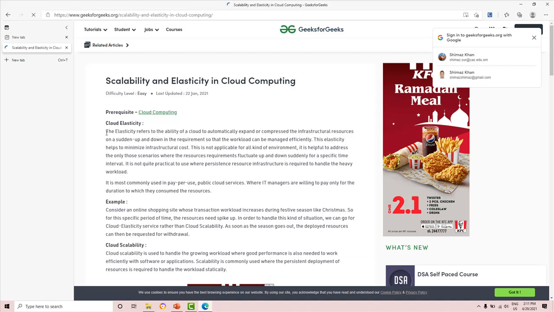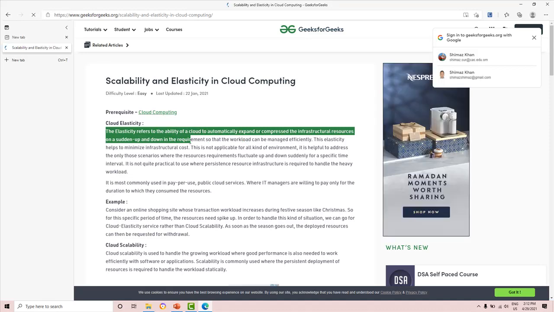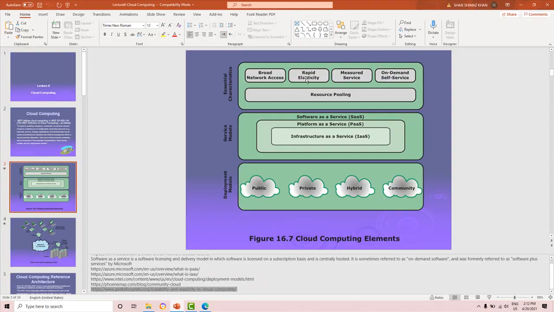So cloud elasticity refers to the ability of a cloud to automatically expand or compress the infrastructural resources on a sudden up and down in the requirement so that the workload can be handled efficiently. This is the exact meaning of elasticity. The physics property elasticity means it is expandable and then it can contract. You can take a rubber band. When you pull, it would expand. When you are not pulling, it would contract. This is a property which cloud computing also possesses.